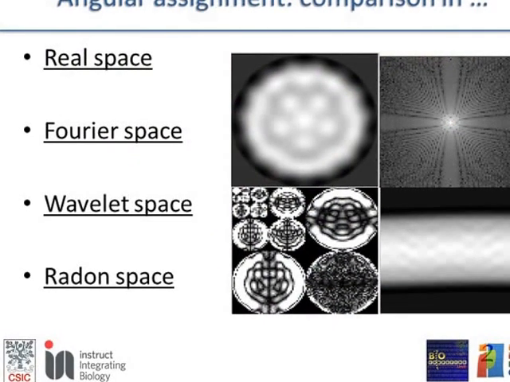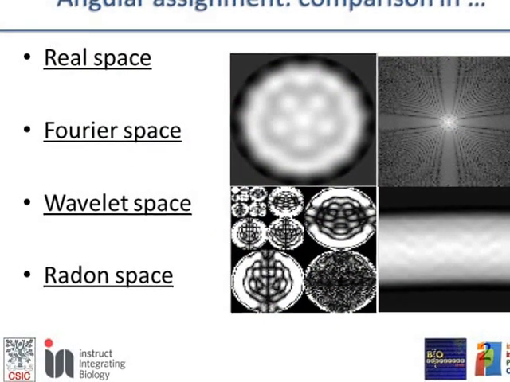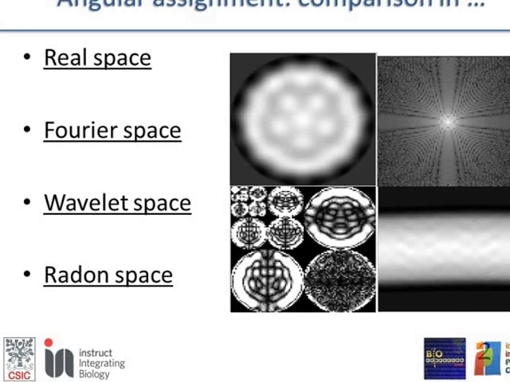And how do you compare your experimental image to your reference image? So you can do it in many spaces. For instance, you can do it in real space. This is the most standard approach. Then you can simply compute the correlation between the two images. But you can also compute it in Fourier space. For instance, Xmipp is computing the distance between the experimental and the theoretical reprojection in Fourier space.